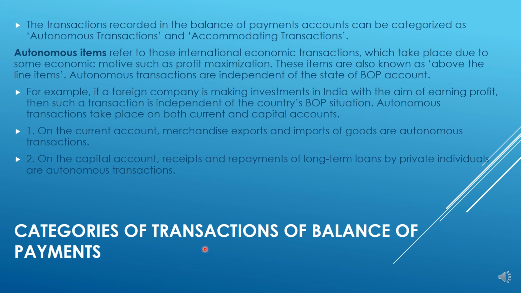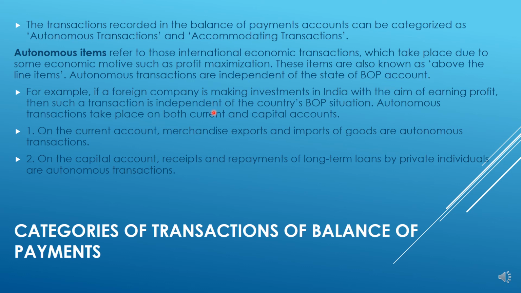Now, what are the categories of transactions of balance of payments? The transactions recorded in the balance of payments accounts can be categorized as autonomous transactions and accommodating transactions. Now, what are autonomous items? These refer to those international economic transactions which take place due to some economic motive like profit maximization. Now, these items are also known as above the line items. Autonomous transactions are independent of the state of balance of payment accounts.